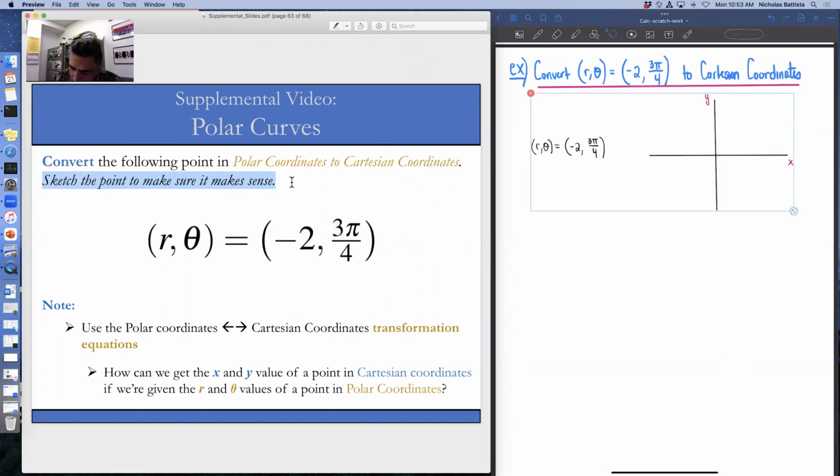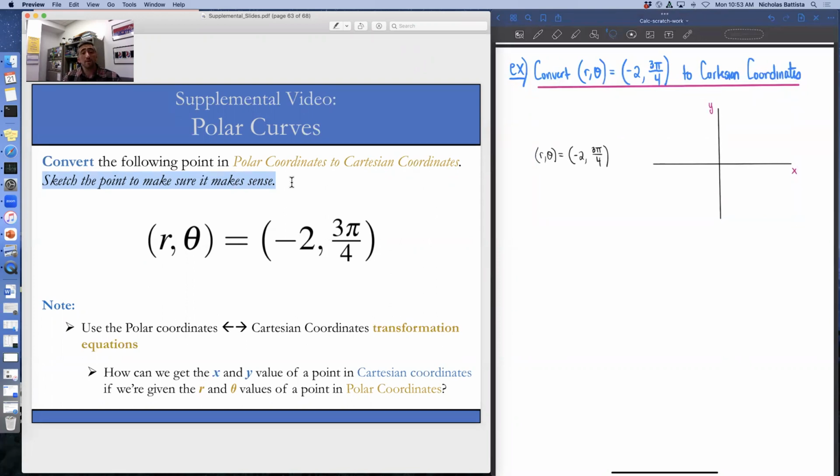So the original point we're given in this case is in polar coordinates -2, 3 pi over 4. Again, a couple things to note. In this case, we have a negative polar radius. So this is going to tell us to flip across the origin, which basically means we'll take the original angle and add pi to it. So instead of 3 pi over 4, we'll basically be at 7 pi over 4.